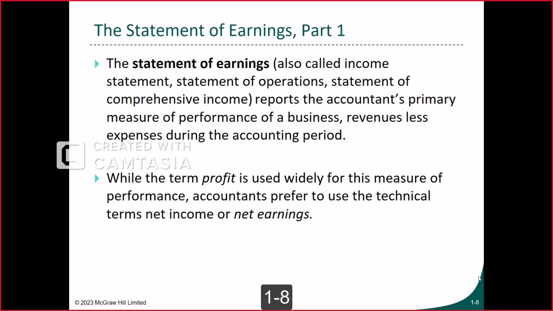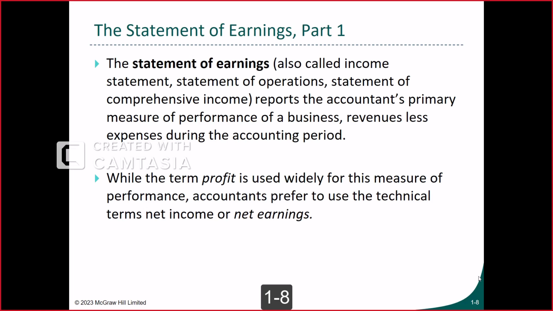In the statement of earning, we enumerate the list of revenues and the list of expenses, and the net amount, revenues minus expenses, is your net profit. The net profit for the period, the total revenues minus the total expenses.